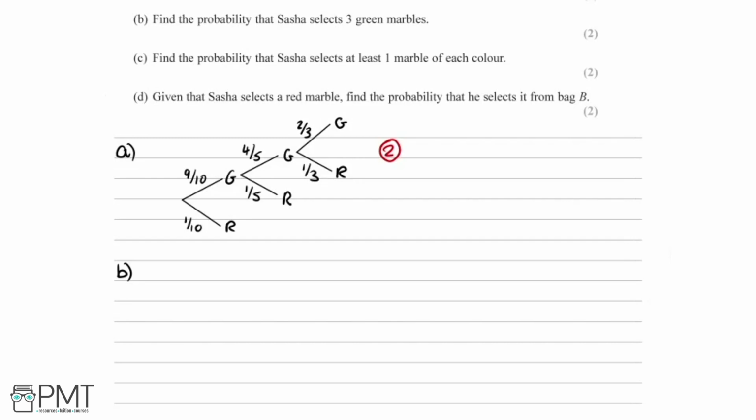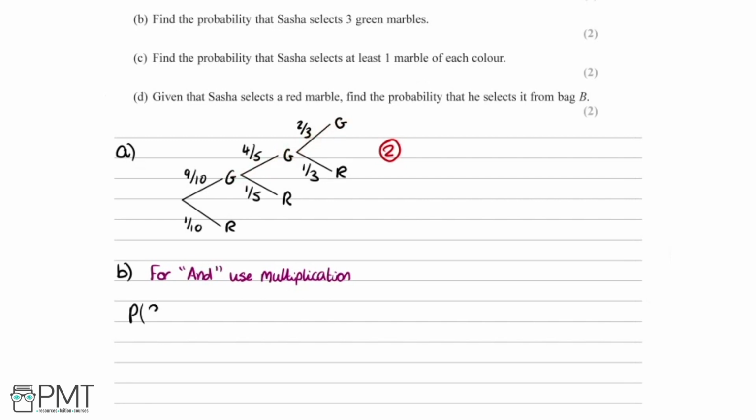So part B says we need to find the probability that Sasha selects 3 green marbles, for 2 marks. Okay, so if he selects 3 green marbles, then he's going to be choosing this path. So it's going to be here, here, and here. And as I've written down here, for 'and', we need to use multiplication. So essentially he's choosing this path, and this path, and this path. So what we need to do is multiply them all together.